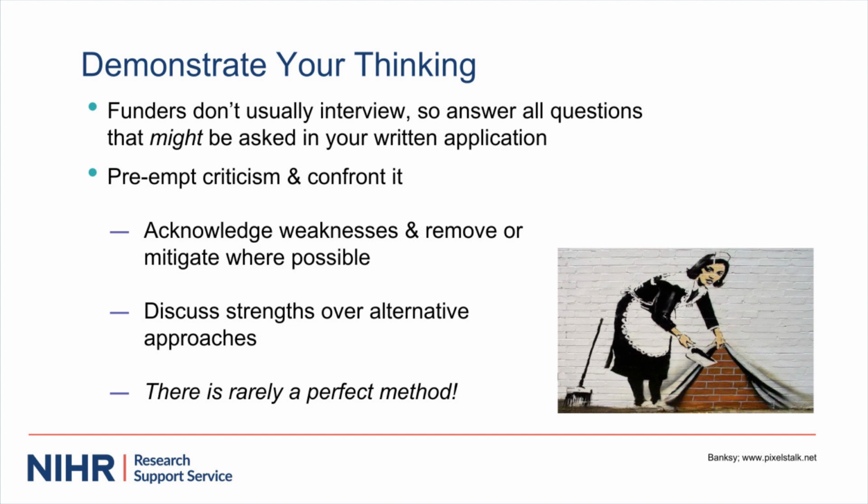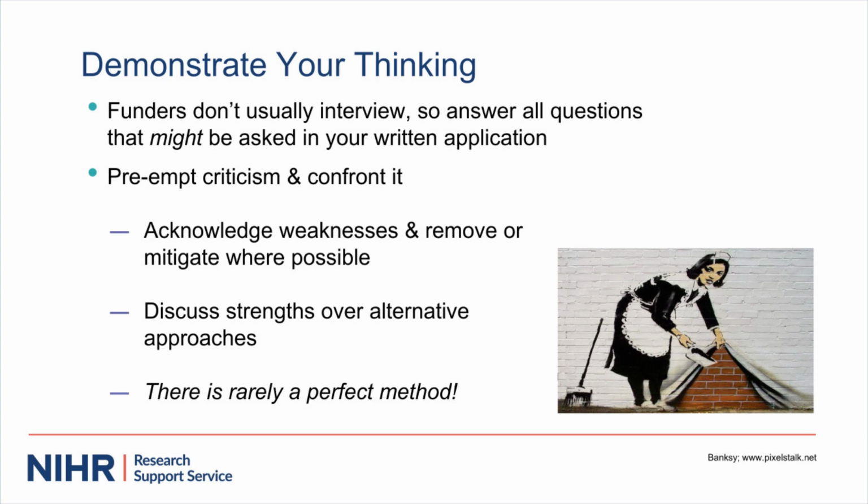We know that there's no perfect research method. There'll always be some compromise along the way, but it is important to show that you are aware of the shortfalls of any approach that you're taking. So you need to preempt the criticism and confront it, not ignore the problem and hope that reviewers don't notice it, because they're all very experienced researchers in their own right and they will pick up on issues. So do acknowledge weaknesses and remove them or mitigate them where possible.